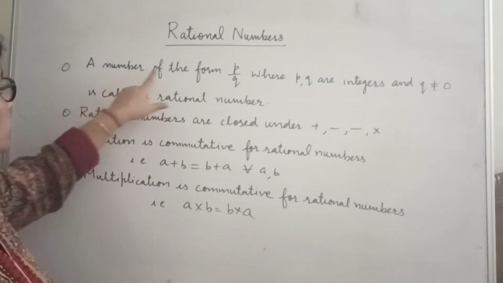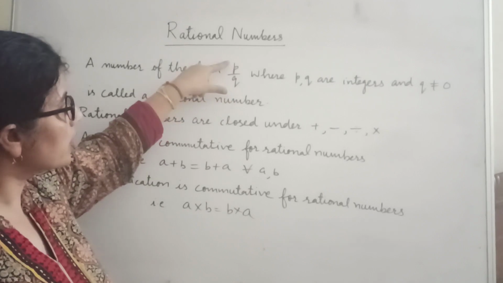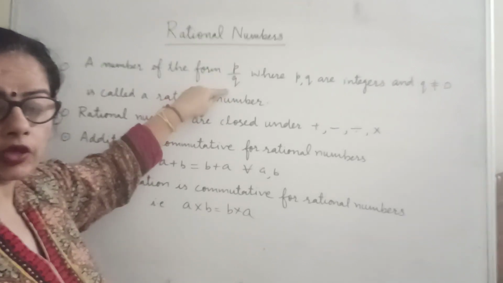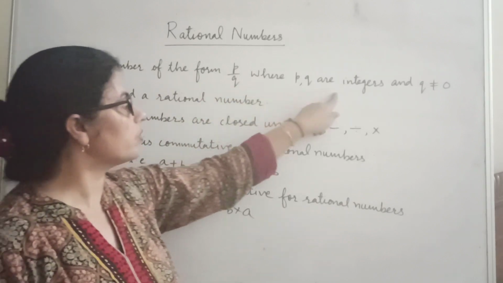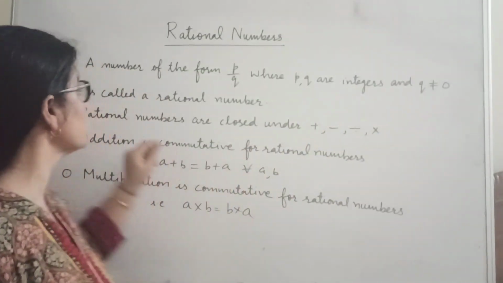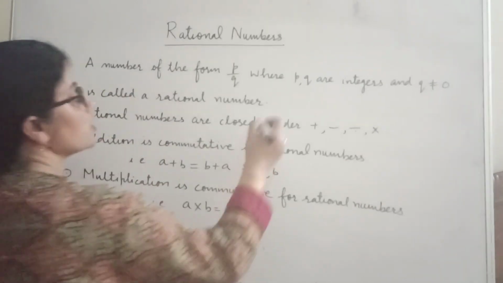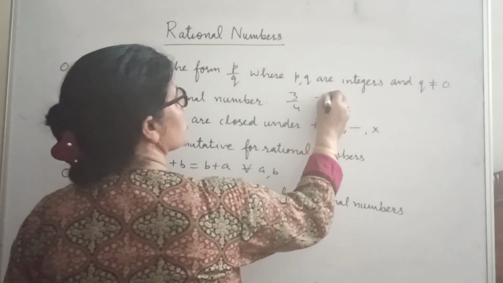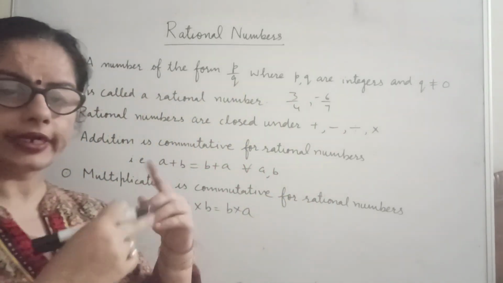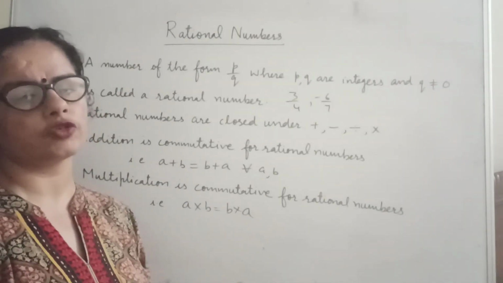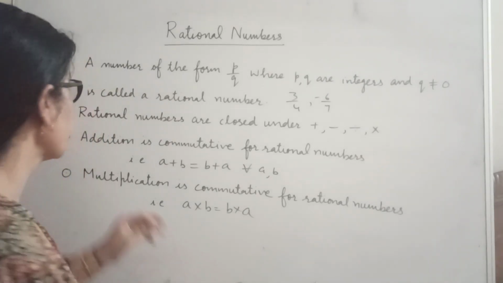A rational number is a number of the form p by q. If a number is of the form p by q, or can be expressed in the form p by q, where p and q are integers and q is not equal to 0, it is called a rational number. Like you can see 3 by 4, minus 6 by 7. What are these? These are rational numbers. The numerator should be an integer, the denominator should also be an integer, and the denominator should be non-zero.